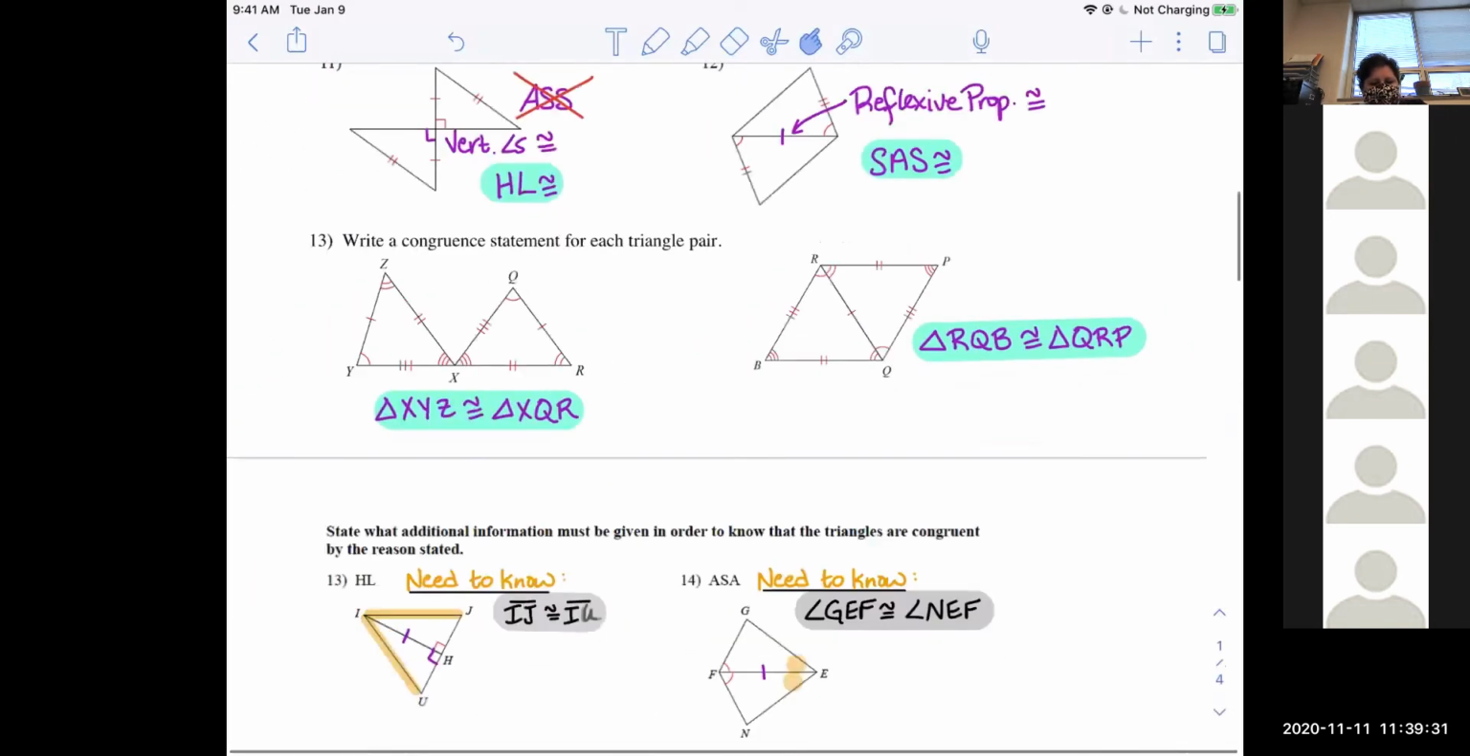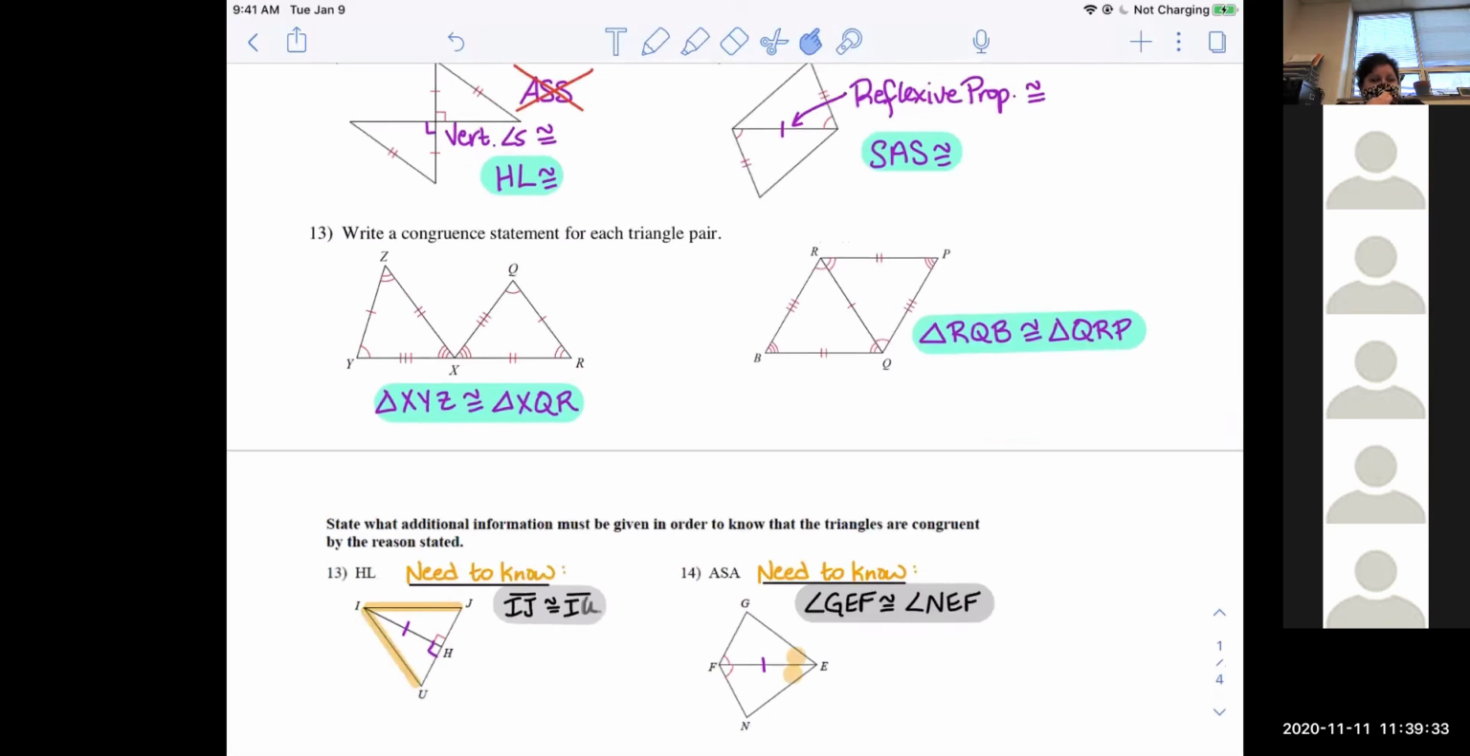Questions on those two? Well, that one, number 13.